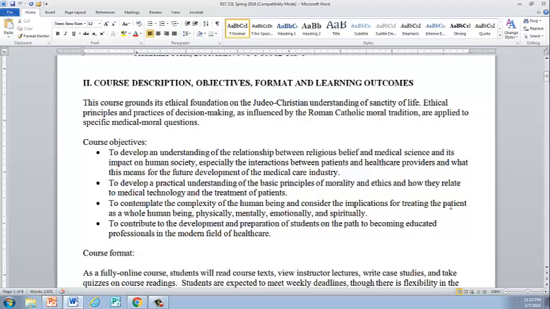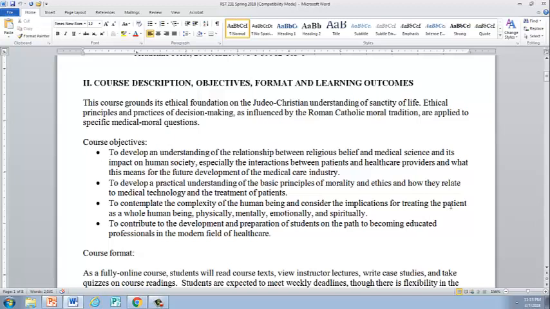We're looking to develop an understanding of the basic principles of morality and ethics, and how they relate to medical technology in the treatment of patients. To contemplate the complexity of human beings and consider the implications for treating the patient as a whole human being: physically, mentally, emotionally, and spiritually. And to contribute to the development and preparation of students on the path to becoming educated professionals in the modern field of healthcare.